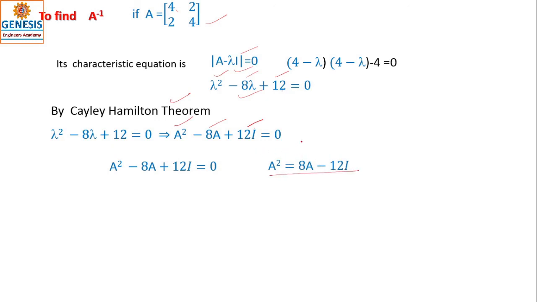You need not multiply. Multiplying, if it is 3 by 3, at least consumes 5 to 10 minutes. But you can get this value very easily. So what you have to do? You have to multiply with 8. That is 32, 16, 16 and 32. This is 8A. So what is 12I? 12, 0, 0, 12.